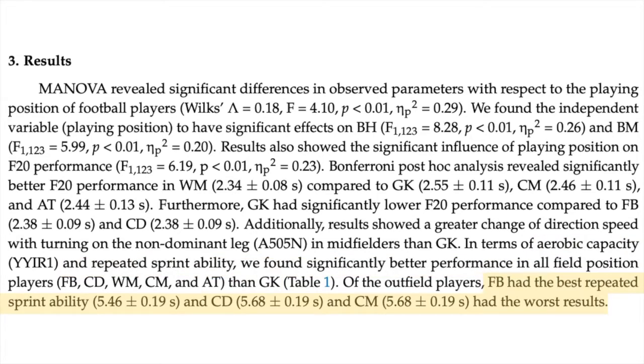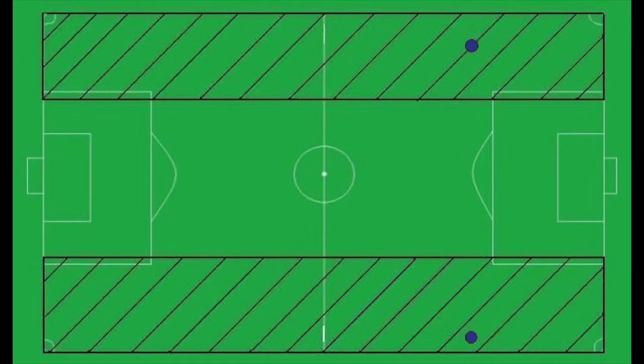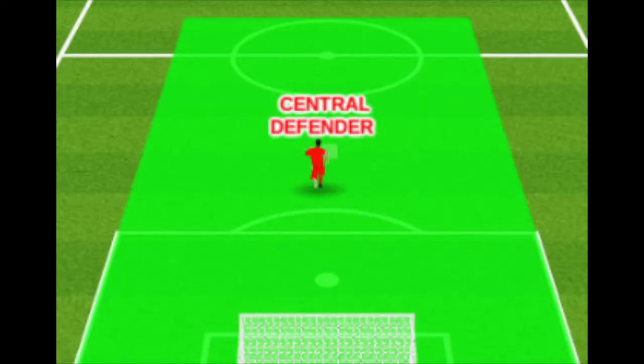The fullbacks had best repeated sprint ability. This makes a lot of sense. We touched on this in the other video. Fullbacks, wide backs, they run it down the field, running back. Especially in today's game, the wide defenders, wide fullbacks, wide players, they're up and down the field a lot more, involved in the game a lot more. So their repeated sprint ability, they're definitely going to have a better repeated sprint ability than other players. Central defenders and central midfielders had the worst. So most of the time, central defenders, central midfielders, they're jogging. So they're not necessarily just sprinting.